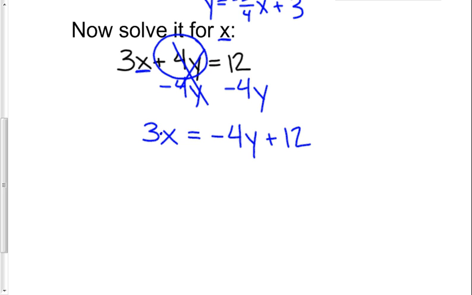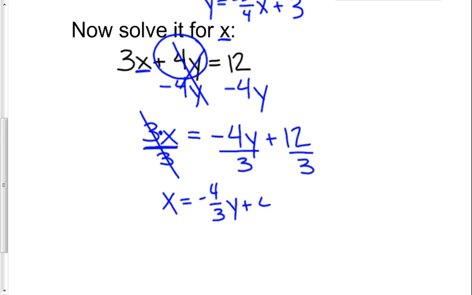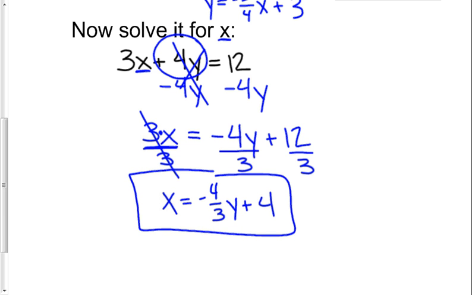Look over here and say, okay, what's going on between the 3 and the x? Well, it's multiplication, so I do the opposite, which is division, which means I divide everything by 3. Those cancel out. And here I have the same equation. Now it's solved for x.